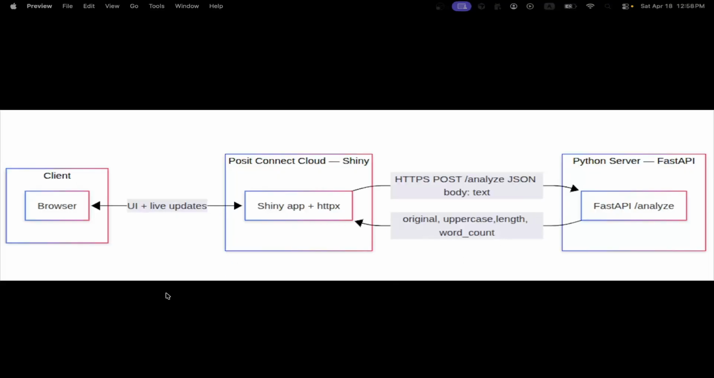We have a web browser, which is the client. We have a Shiny application, which is hosted on the free tier of Posit Connect Cloud. It goes back to the client. The Shiny application sends HTTP at endpoint analyze with a JSON body over to the FastAPI server, which is running on a separate Python server. The Python server gives a response back here, gives it to the Shiny app, and eventually gets to the browser.